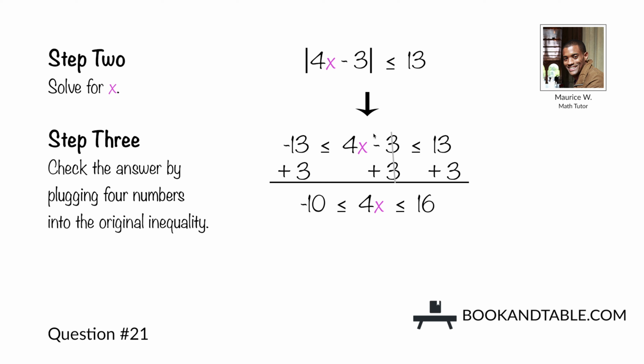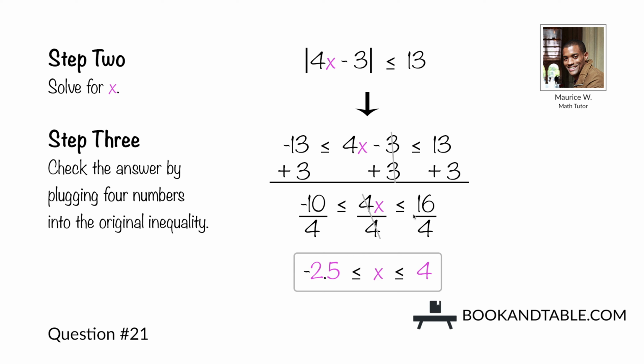So we first get rid of this constant, negative 3, by adding 3 to all three terms. Negative 13 plus 3 leaves you with negative 10 on the left side. 4x comes down. 13 plus 3 is 16 on the right side. And now to get rid of this coefficient of 4, we divide all three terms by 4. Negative 10 divided by 4 is negative 2.5. Get x in the middle. 16 divided by 4 is 4. So the answer that we get is negative 2.5 is less than or equal to x, which is less than or equal to 4.